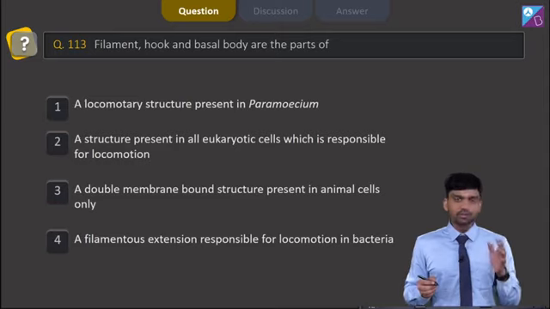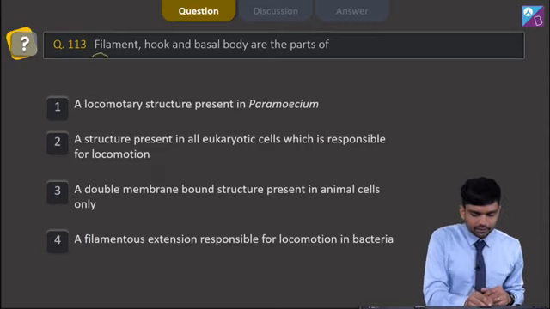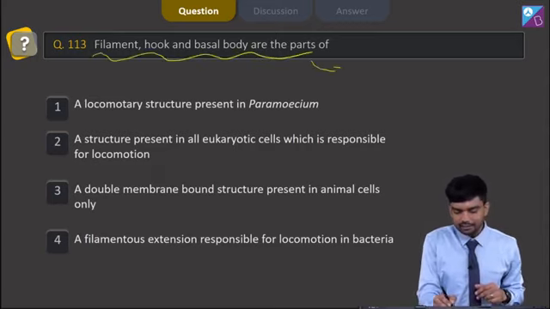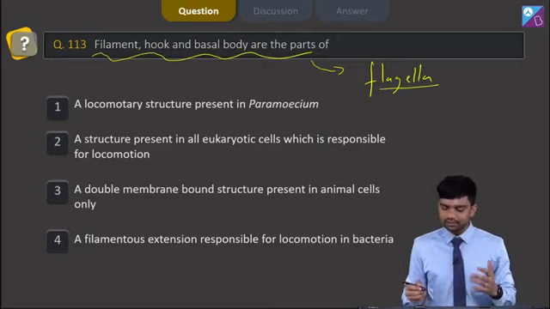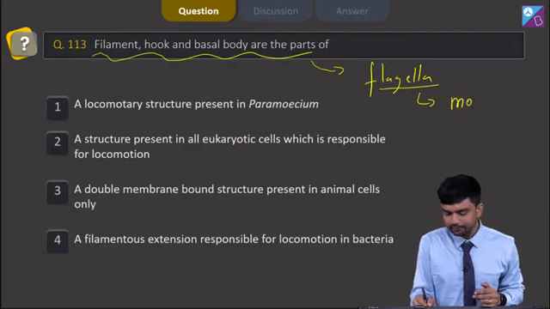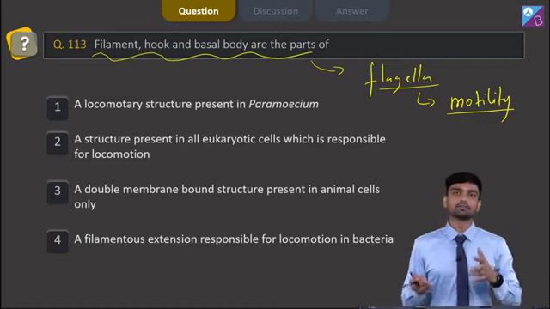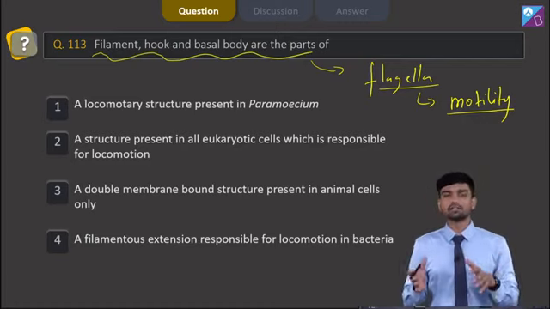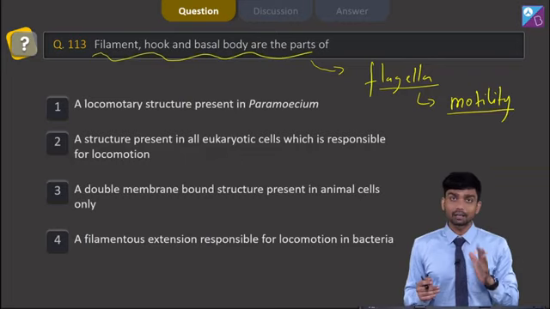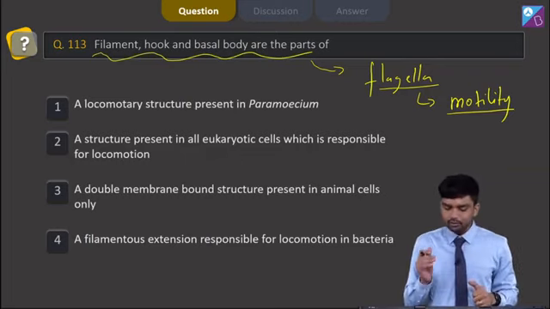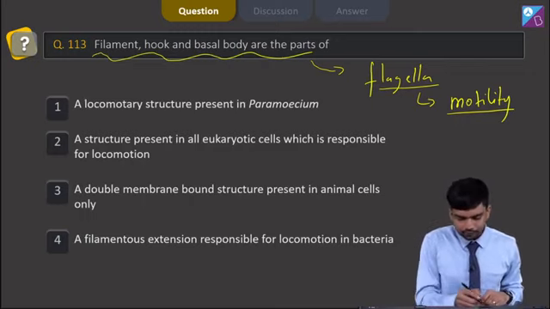So we move to the next question, question number 113, which says filament, hook and basal body are the parts of. So understand, these structures signify flagella. Now what is the flagellum? It's a structure which provides motility to the cells. The flagellum is present in both eukaryotic and prokaryotic cells, but the structure is entirely different. Filament, hook and basal body represent a bacterial flagellum, because a bacterial flagellum is composed of these three parts.